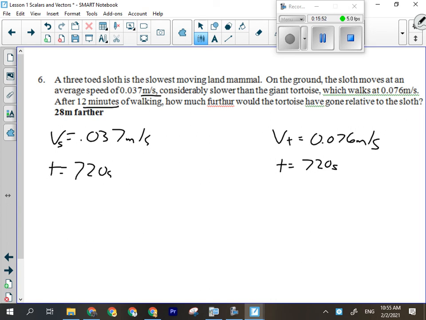Okay, so once we've got those matching, then it's just a matter of d equals v times t, and then we've got that the tortoise will go 28 meters further than the sloth. Right. Any other ones giving us trouble there before we move on? Okay, cool.